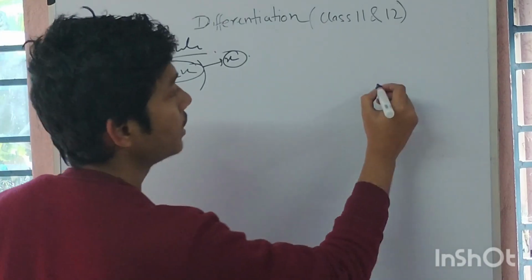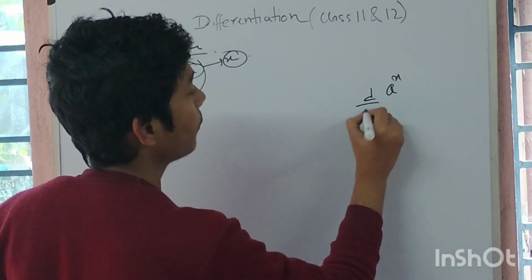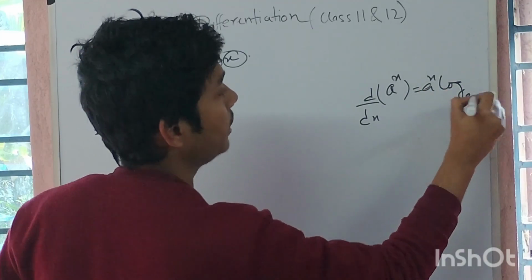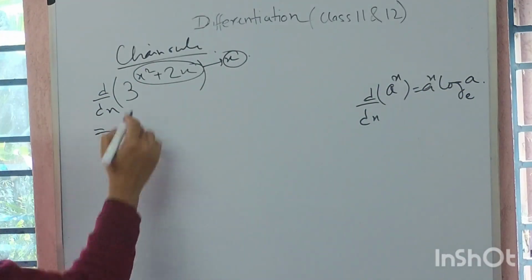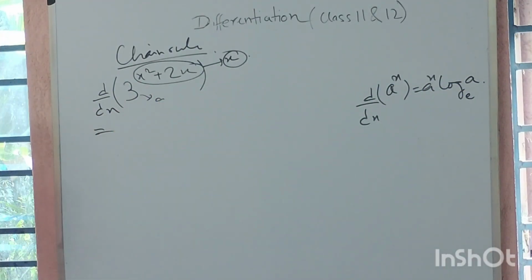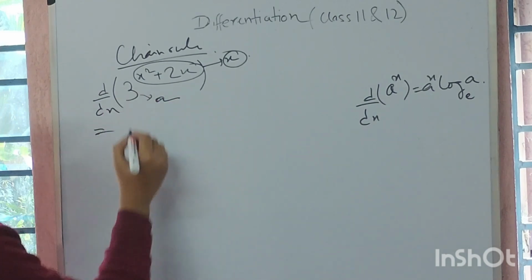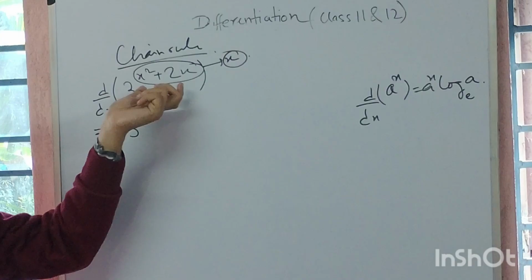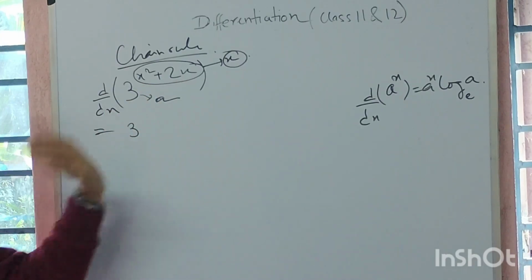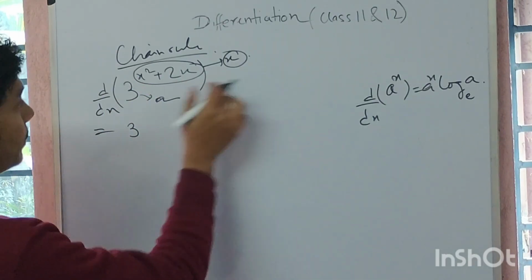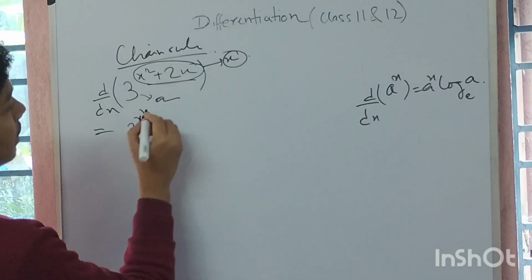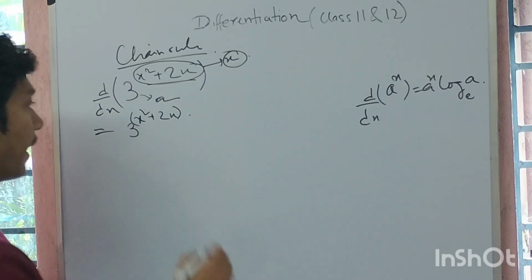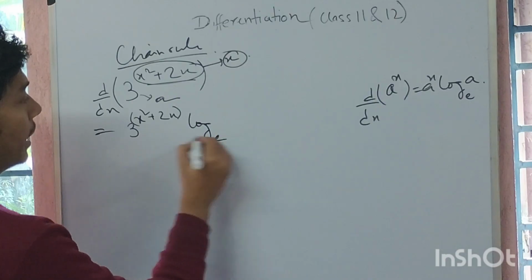So now, what is your formula? d by dx of a to the power x is a to the power x log e base a. This is like your a. So it will be a to the power x log a. You have assumed this thing as x. So your x means this thing, x square plus 2x: a to the power x into log e base a. What is your a?